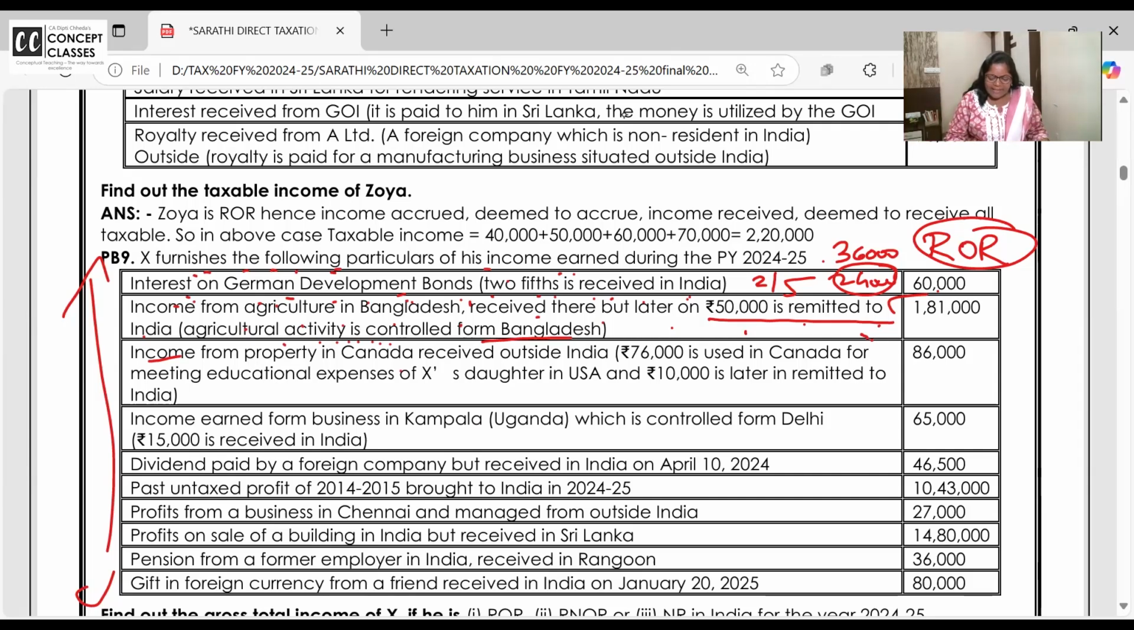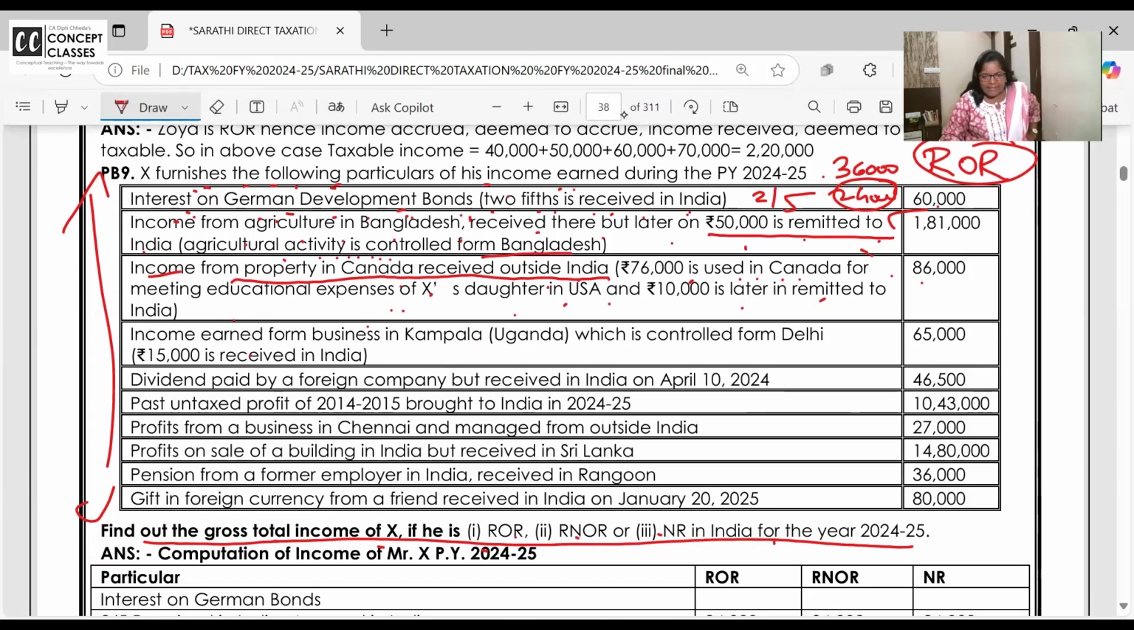Income from property in Canada received outside India. 76,000 is used in Canada for meeting educational expenses of his daughter in USA, and 10,000 is later remitted in India. 76 used there only. 86 earned where? Rental income received in Canada. Where is income received? Canada. Where is the property? Canada. Where is it accrued? Canada. Who will pay the tax? Only the first one. Okay. Any doubt? Please ask.